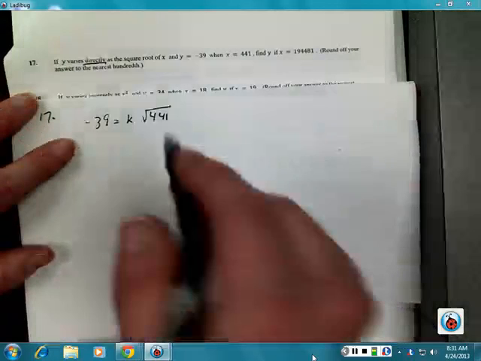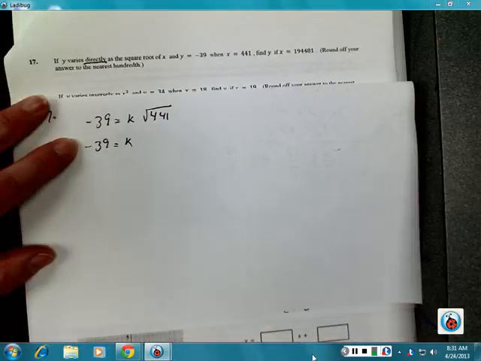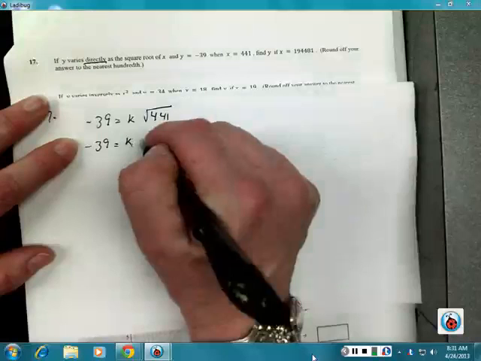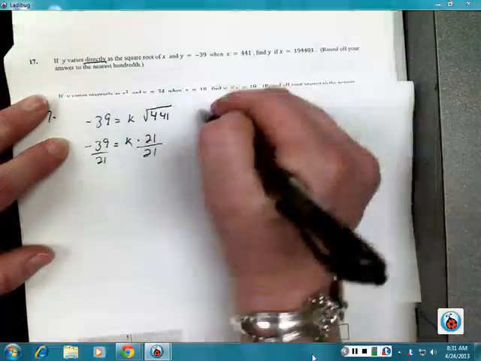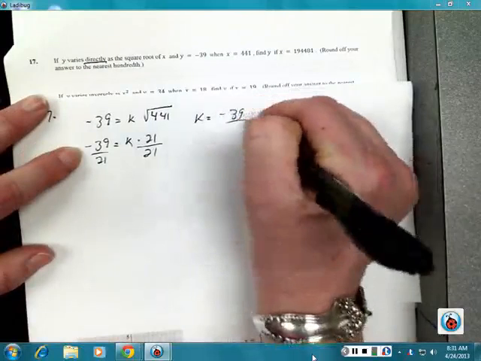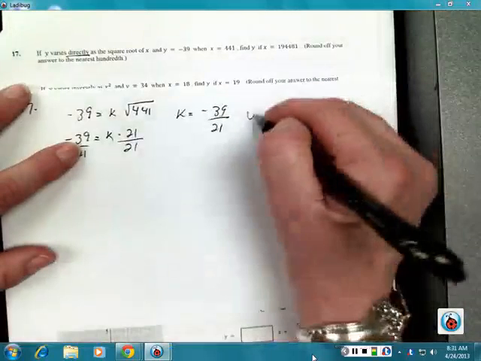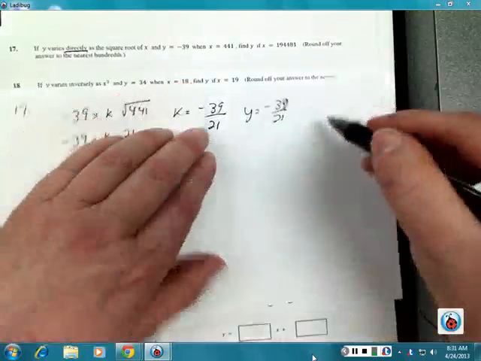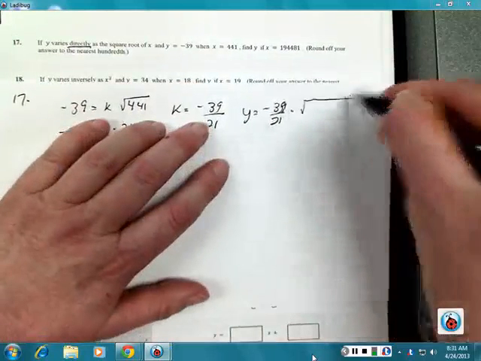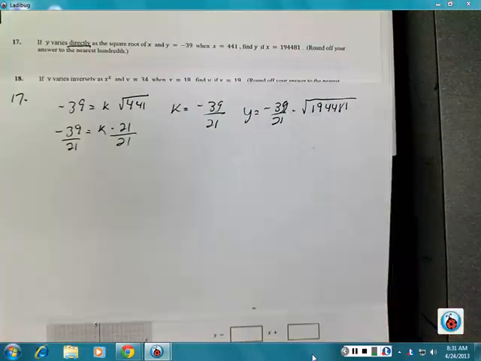So if I plug this on my calculator, I have a negative 39, is 441, a perfect square. Yes? And what is it? 21. Okay, so I divide by 21, and I find out that k is equal to a negative 39 over 21. To find my new value of y, I will put negative 39 over 21 in for my k times the square root of this big number, 194481. And what happens to that?